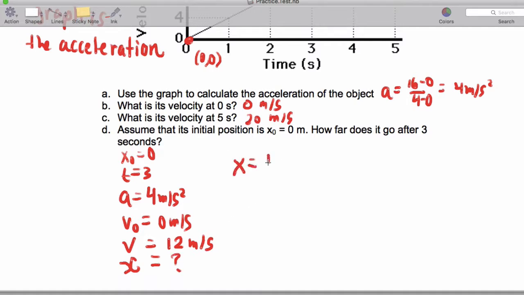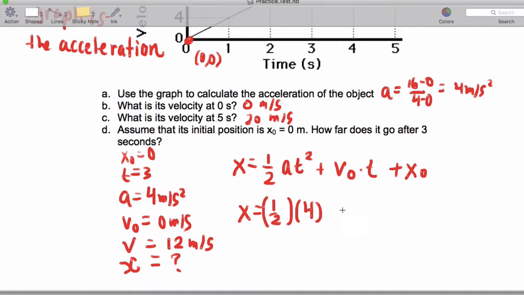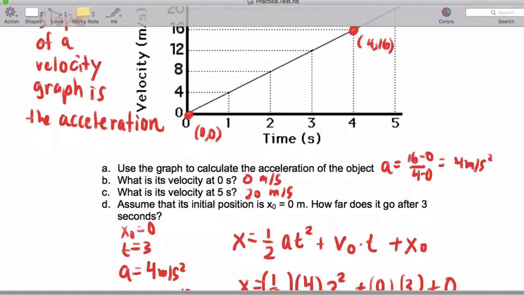So let's try x is 1/2 at squared plus v naught times t plus x naught. So we have x equals 1/2 times the acceleration, which is 4, times t squared, so 3 squared, plus 0 times 3 plus 0. This is x is 1/2 times 4 is 2 times 3 squared, 18 meters when we plug this in our calculator.